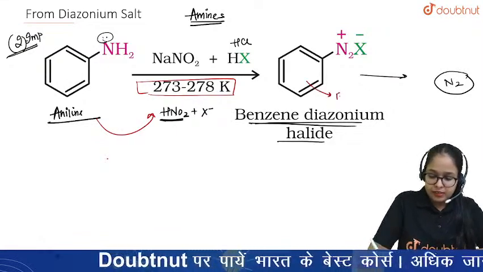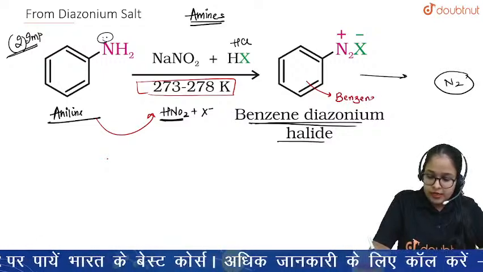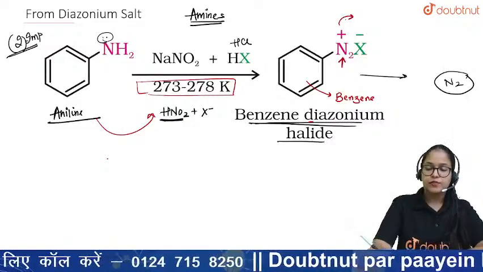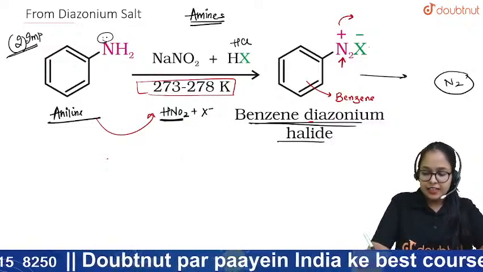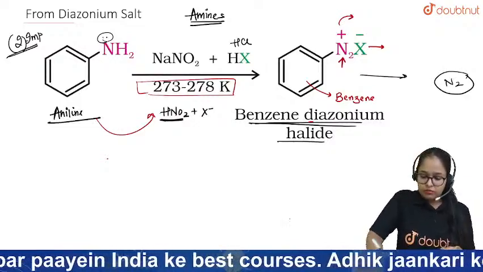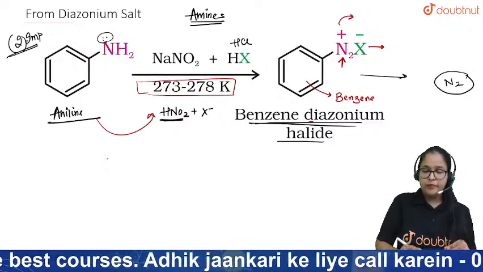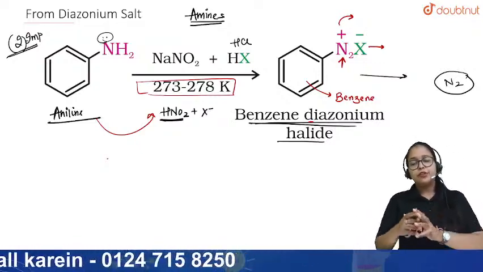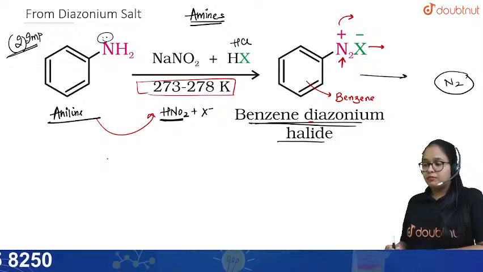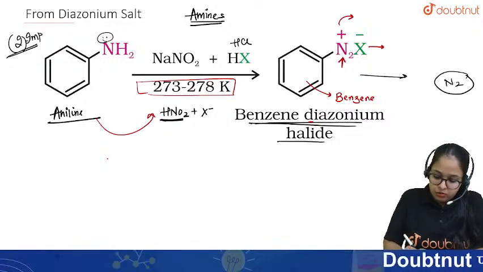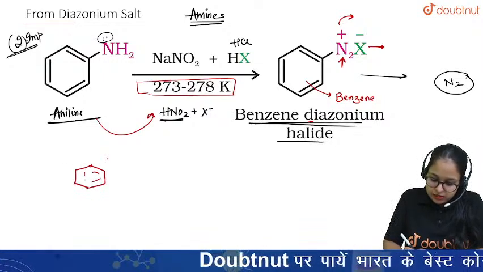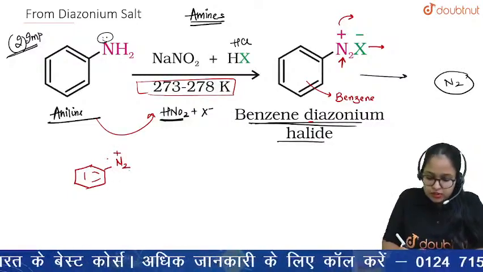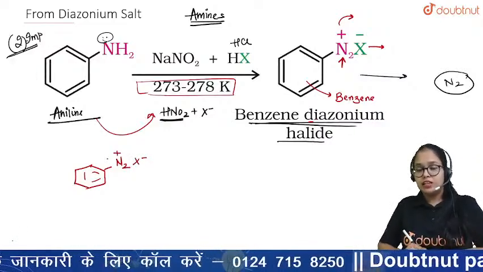This is benzene. Di means 2, azo means nitrogen, ium stands for the positive charge and halide is X minus. I hope you can now remember the structure of benzene diazonium chloride or halide. The name might look difficult, but if you break down the name, you'll easily be able to remember what benzene diazonium chloride is. This is benzene. Benzene diazonium: di means 2, azo means nitrogen, ium means positive, X minus. This is benzene diazonium chloride.